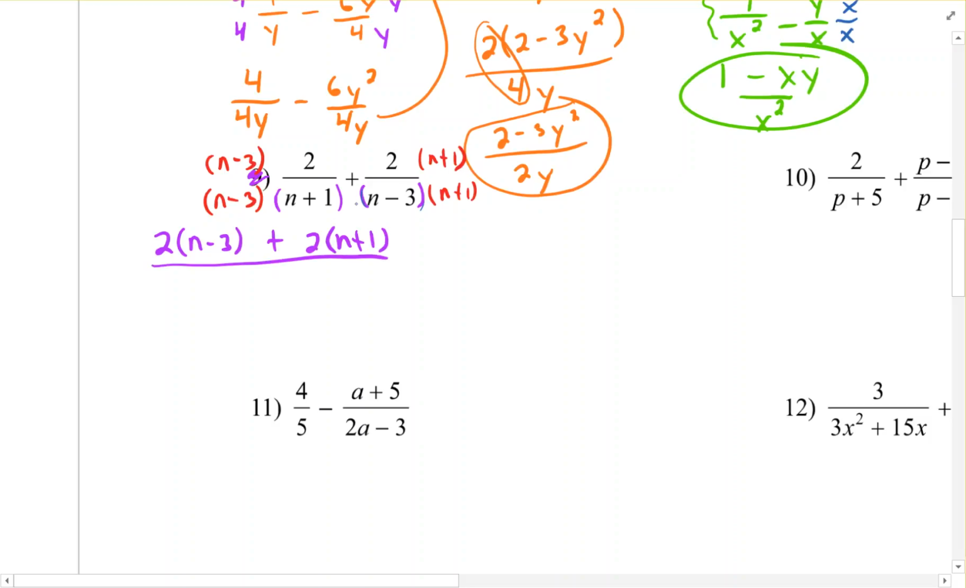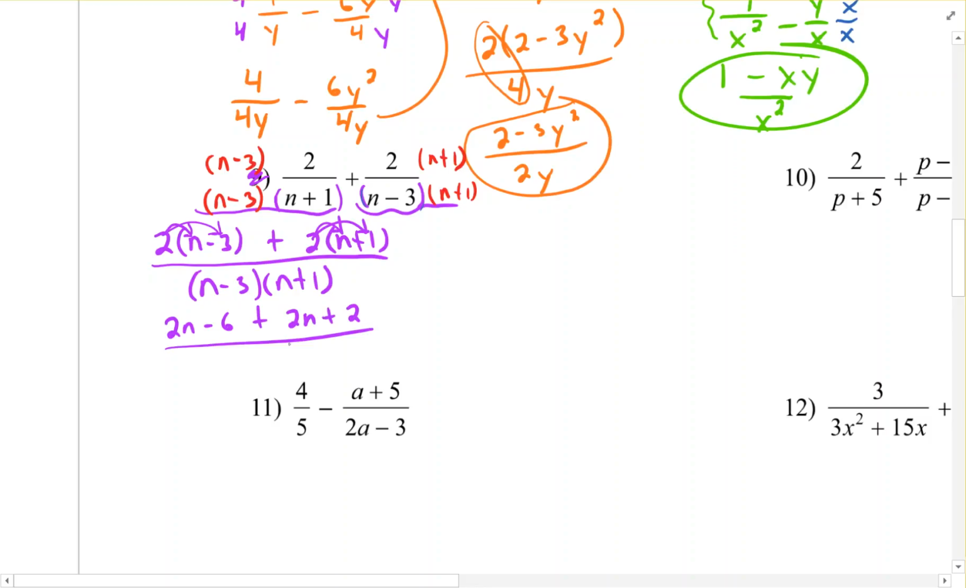And they were both over, right? This one and this one are the exact same. That was our common denominator. So I'm just going to write that out again: n minus 3 times n plus 1. And then we just need to simplify the top. So expand. 2 times that, 2 times that, times that. So we got 2n minus 6 plus 2n plus 2 all over n minus 3 times n plus 1.